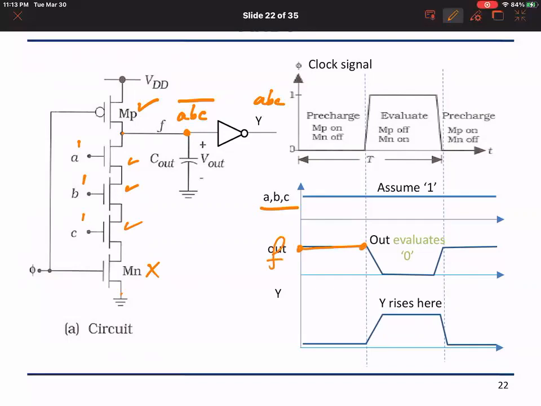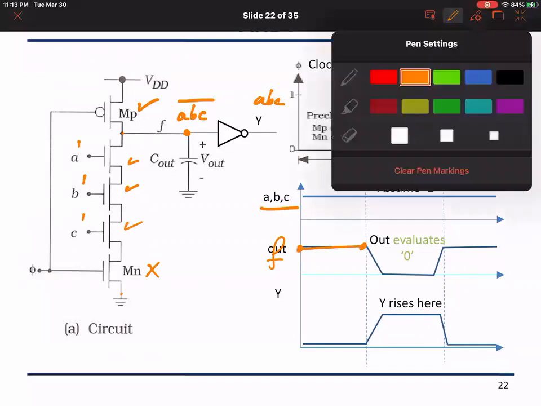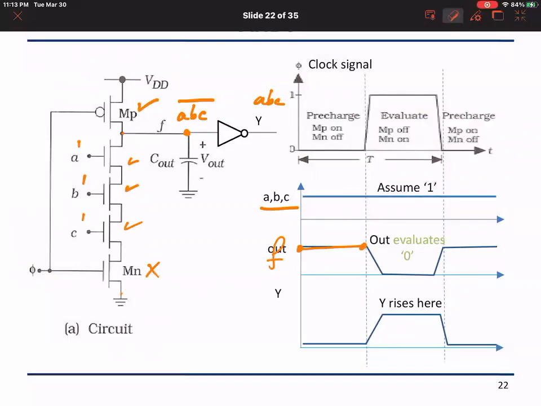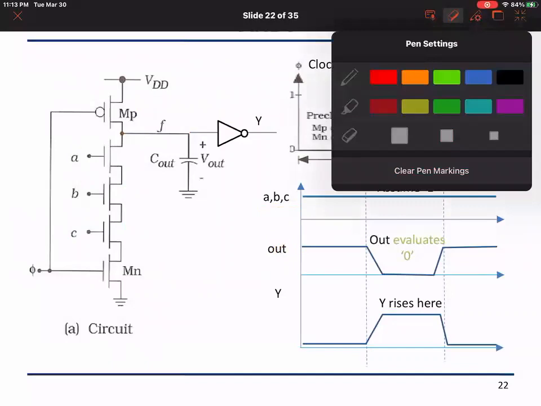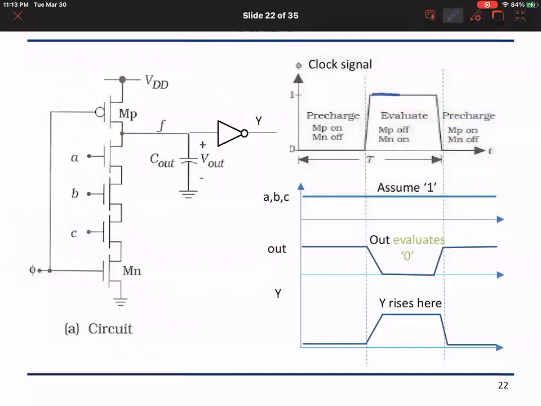And now what happens is that when the clock turns on and the clock becomes high, this turns on, this turns off. Knowing that these are all 1, 1, 1, this is going to discharge the node F. So F will evaluate and drop to 0. And as a result, Y will rise to 1. So F will drop to 0 through this path, and Y will rise to 1.